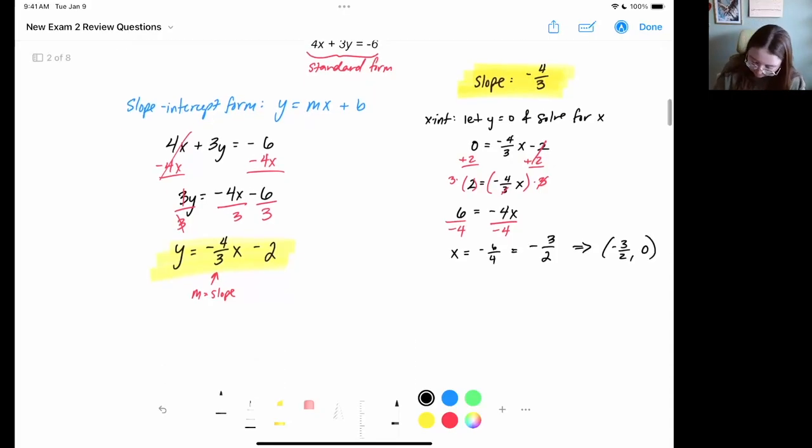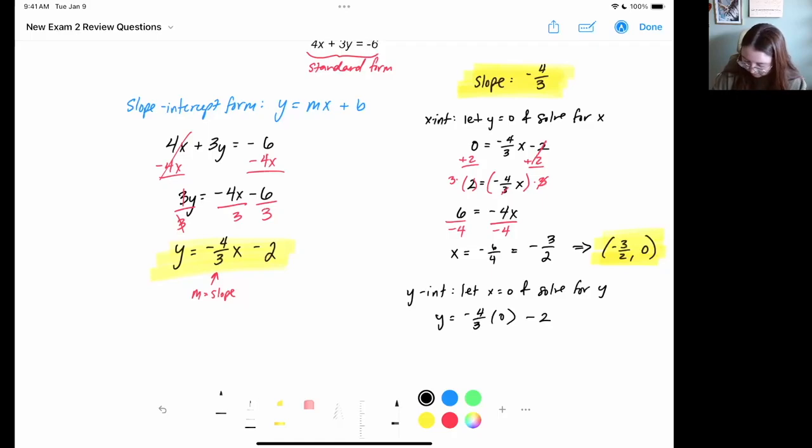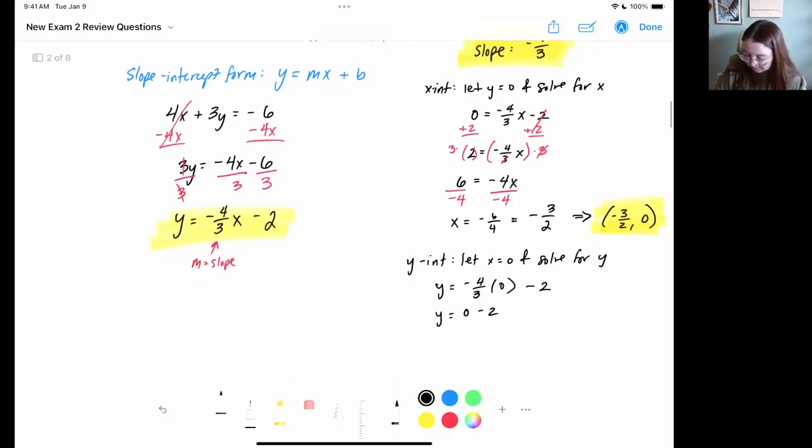Then we can find our y-intercept as well. Let's highlight that. Our y-intercept is a little bit easier. For our y-intercept, we let x equal 0, and we solve for y. So we have y is equal to -4/3 x, but now x is 0, minus 2. So anything times 0 is 0, so it's really just 0 minus 2, which is -2. So your y-intercept then would be 0, -2.